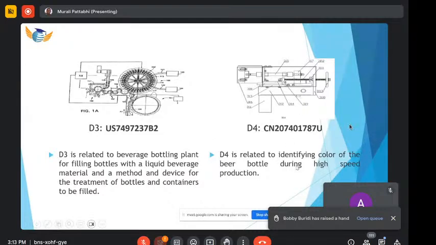And D4 is related to identifying the color of the beer bottle so that the appropriate beer is filled into that bottle. So the system disclosed in the CN document will try to identify the kind of bottle they are trying to fill. Based on that, the appropriate beer is filled. Suppose there are different kinds of companies or different concentrations; if there is a difference based on the bottle they are trying to fill, it will be refilled.